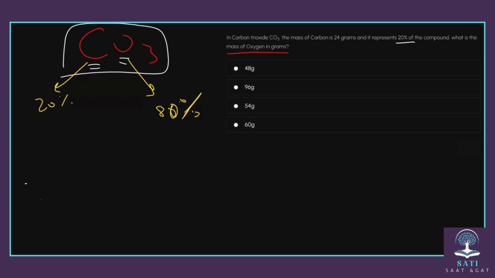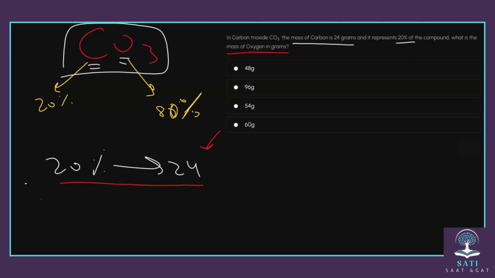Okay, what's next? The question now, what is the mass of oxygen in grams? This 20% represents 24 grams, the mass of carbon. The question was the mass of oxygen. By the way, if I have an equation like this, 20% gives you 24, you deal with it as a fraction and you can multiply it by any number you want and divide it by any number you want.